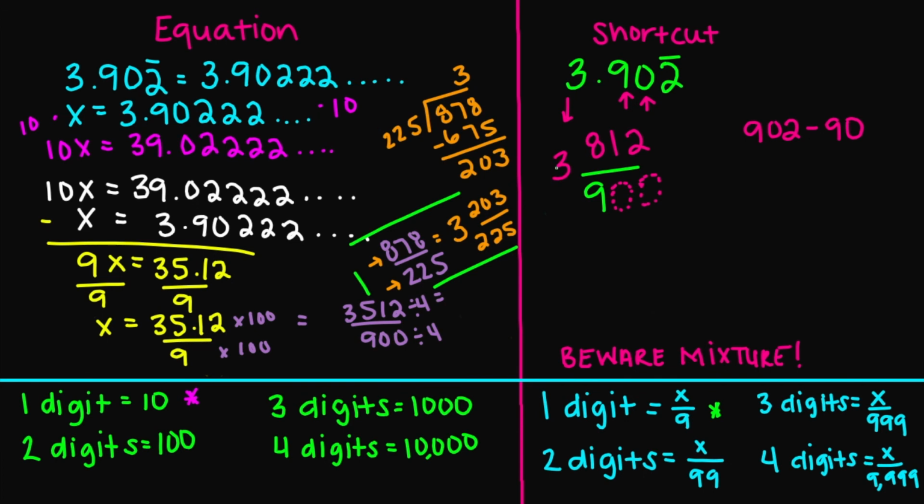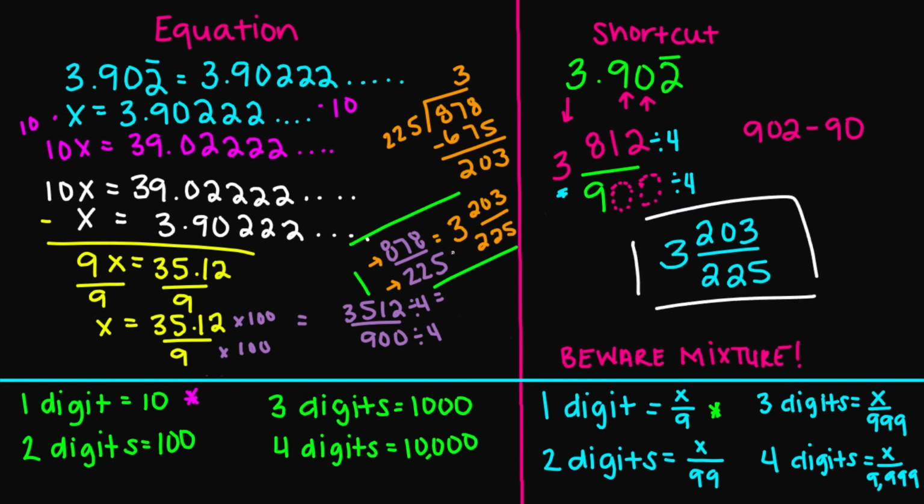However, I can simplify my answer because the number 4 goes into both the numerator and denominator. So 812 divided by 4, this is going to be 203. And then 900 divided by 4, this is going to be 225. And don't forget to bring your 3 down, which is what we have here. And this is your final answer, just like we have here.